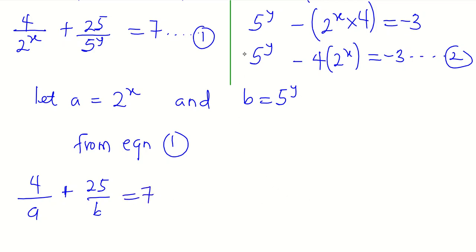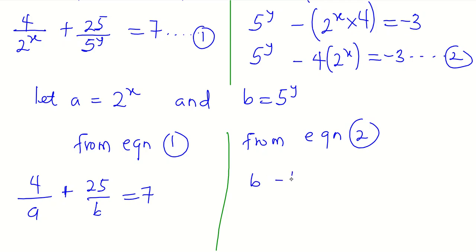In the same way, when we come to equation 2, we do that substitution. So we can quote that from equation 2, we know 5 exponent y is now b, and minus 4 multiplied by 2 exponent x, now a, is equal to minus 3. So with this done, then we can label them as equation 3 and 4 respectively.